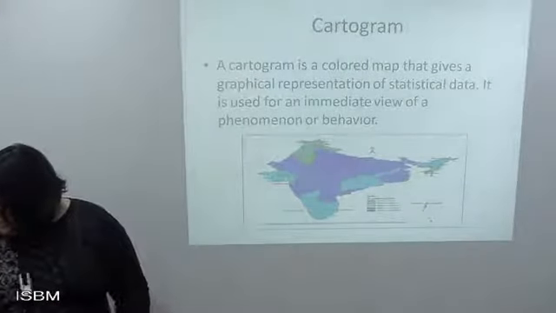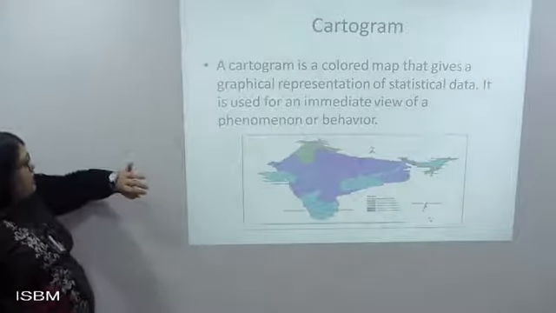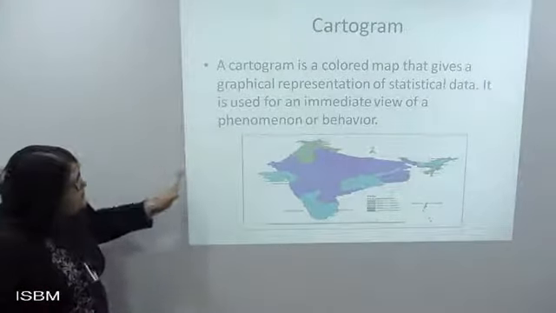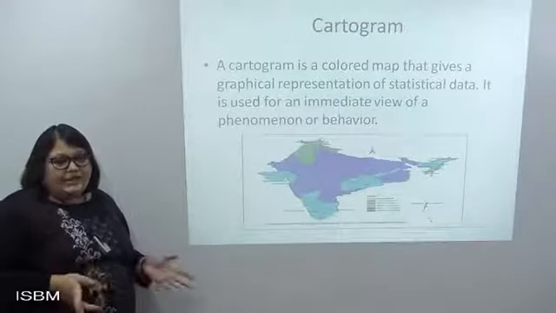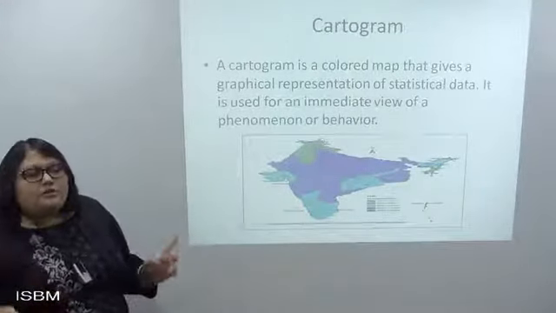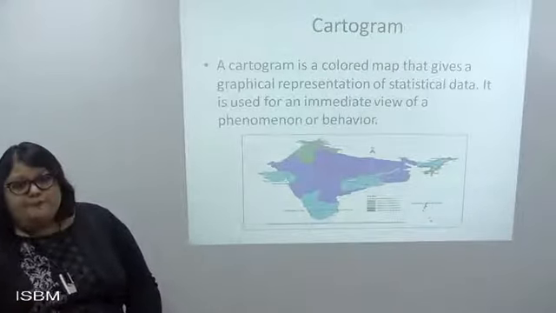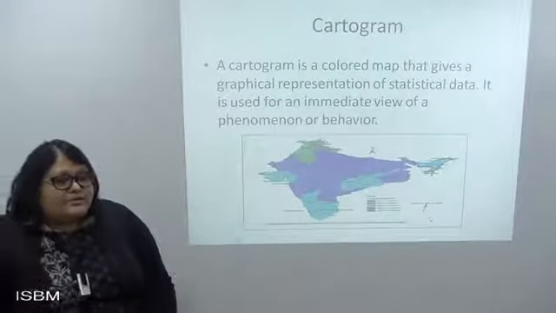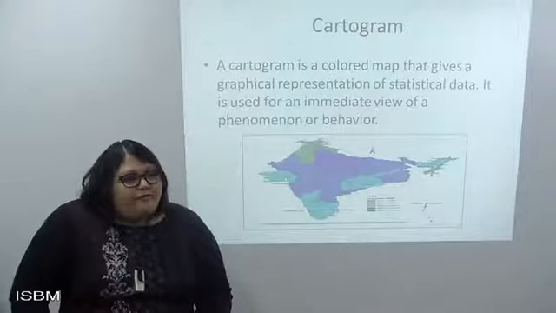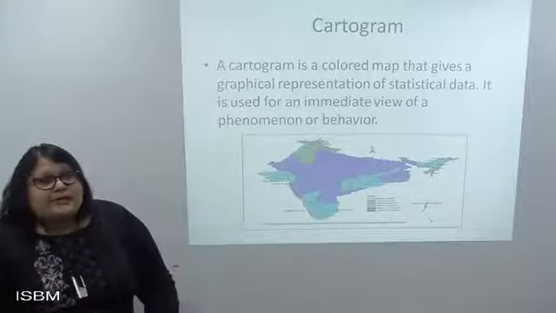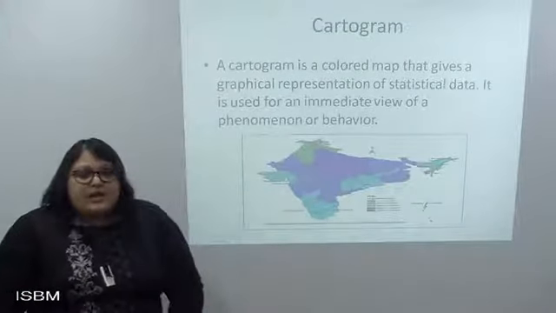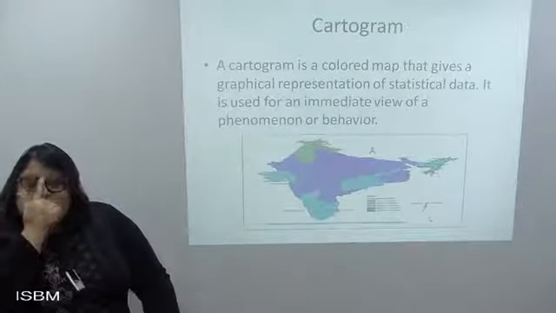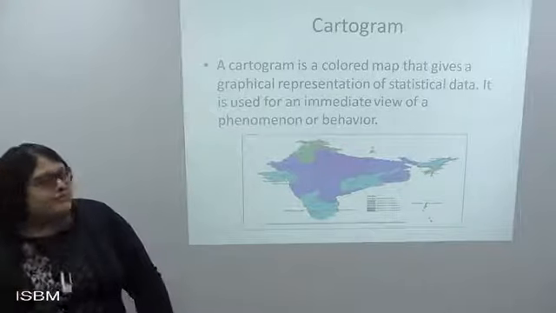Now, when you use a cartogram, you should keep in mind the concept that cartography is basically the study of maps. Now, when you are asked to draw a map, you will have latitudes and longitudes and time zones and meridians which need to be plotted in the map. So because of that, we use a cartogram.